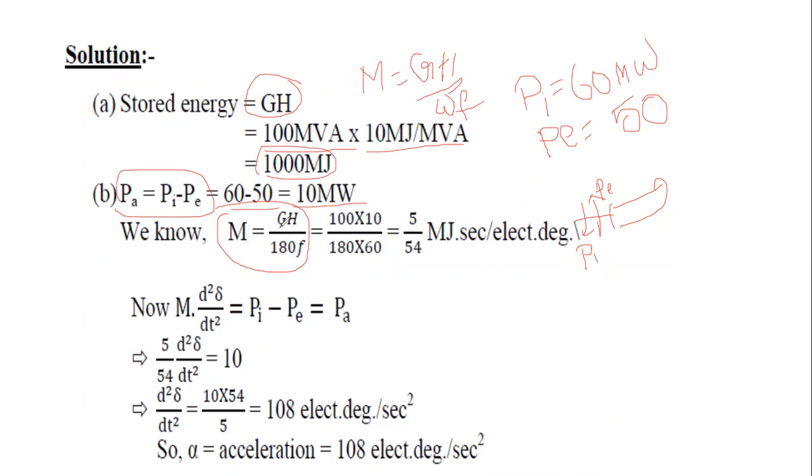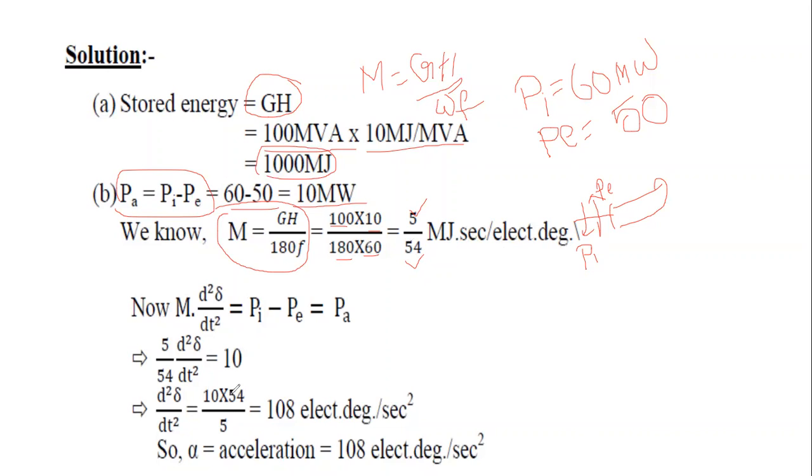Therefore M is equal to GH by 180 f, where f is the supply frequency. Substituting G equal to 100, H equal to 10, and f equal to 60, it is equal to 5 by 54 megajoules per electrical degree per second.